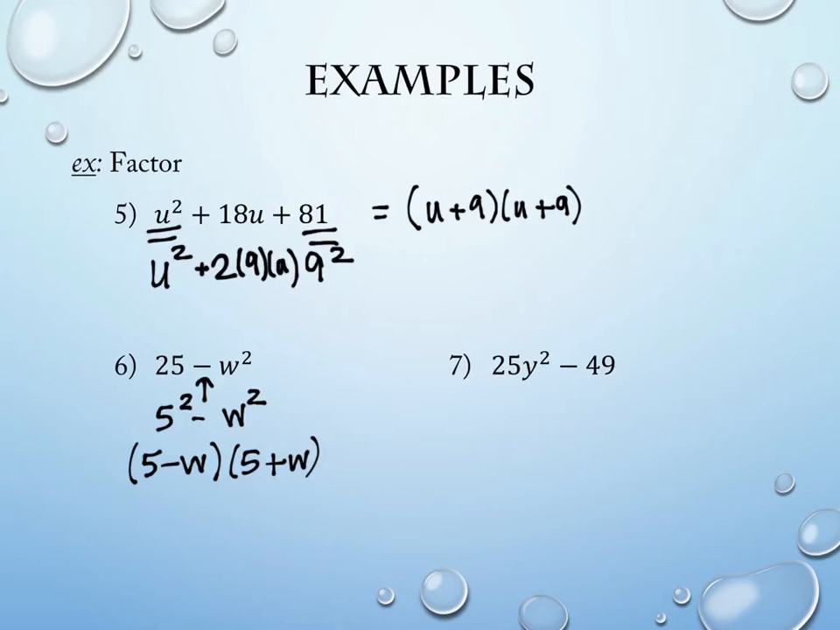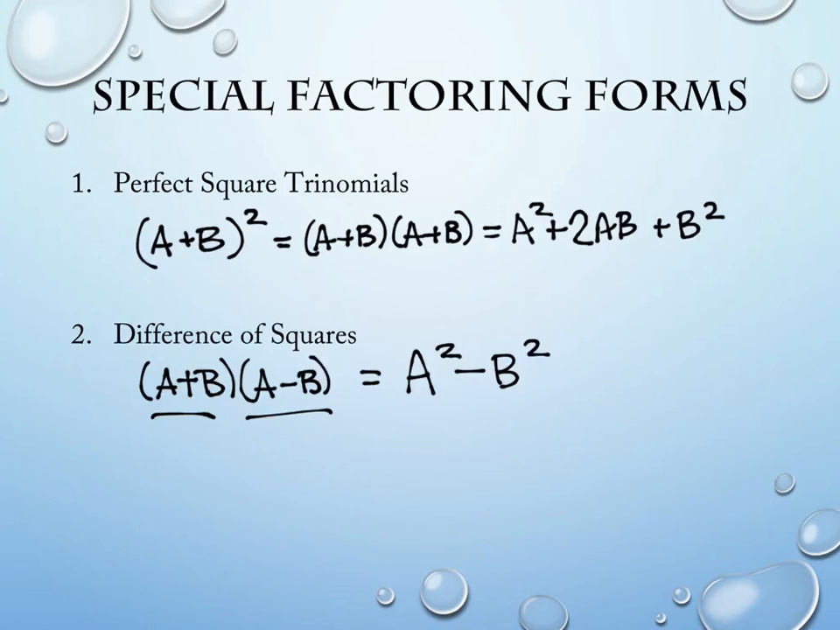So how did you know that it's 5 minus W and 5 plus W? Because it's a difference of squares. The difference of squares happens when the first piece is squared and the last piece is squared, and it's subtraction in between. Now, notice, Haley, it does have to be subtraction in between. There is no sum of squares formula. It doesn't exist. But we do have the difference of squares formula.